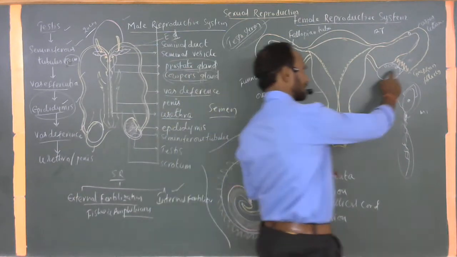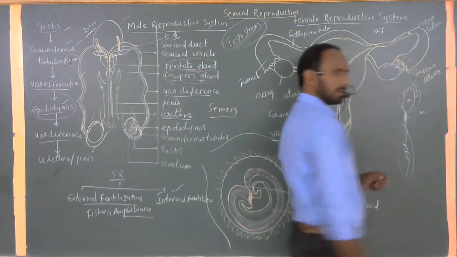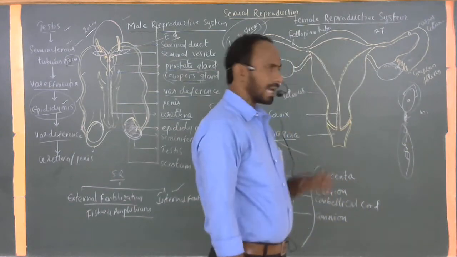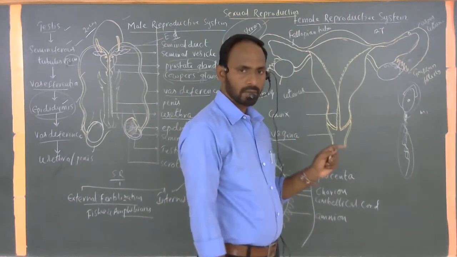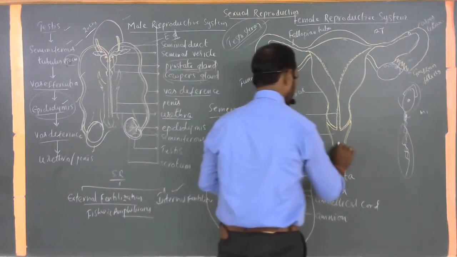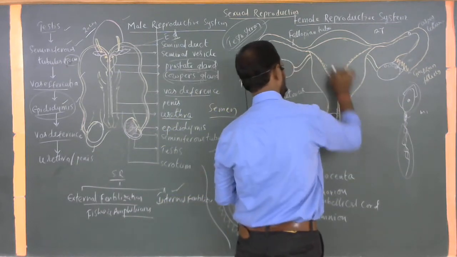The egg waits for the sperm cell. The egg is mostly stationary. During coitus, a number of sperm cells are introduced into the female reproductive system.